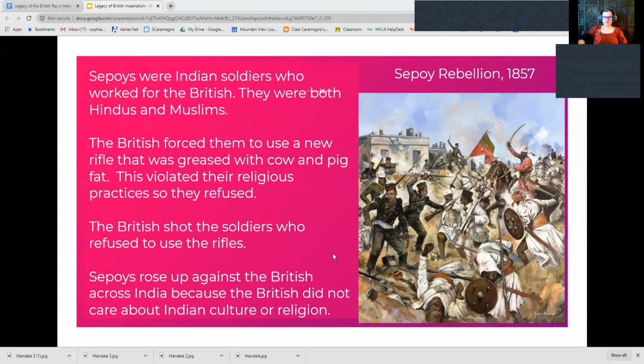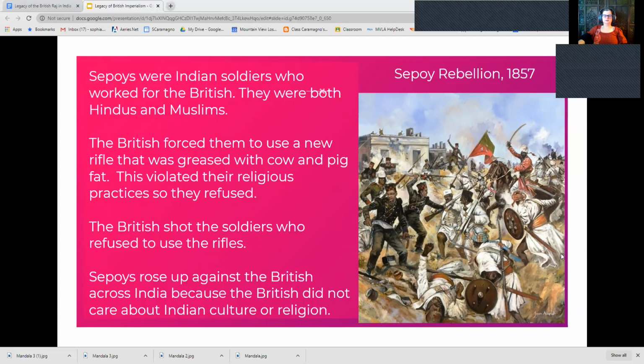For example, the most famous historical event related to this, of course, is the Sepoy Rebellion of 1857. The Sepoys were Indians who worked for the British. They were soldiers. They were both Hindus and Muslims. And the British at one point invented a new style of rifle, and this rifle was greased with cow and pig fat. This violated the religious practices of both sets of Indians, the Hindus and the Muslims, and so they refused to use these rifles. The British shot soldiers who refused, and the Indian people rose up against the British in order to defend their right to practice their religion.